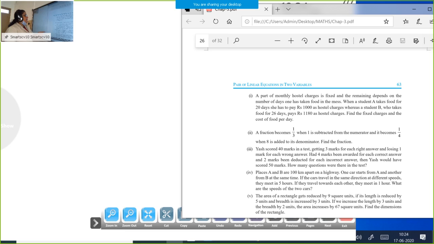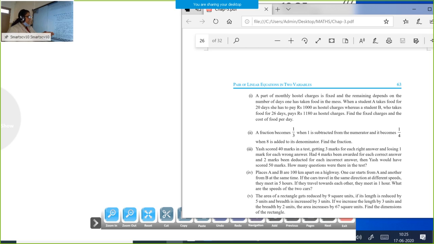Let the fraction be x by y. It becomes 1 by 3 when 1 is subtracted from the numerator, that is, x minus 1 subtracted from the numerator. Means x is the numerator, so x minus 1 divided by y is equal to 1 by 3. Clear? Then cross multiply and find the linear equation.